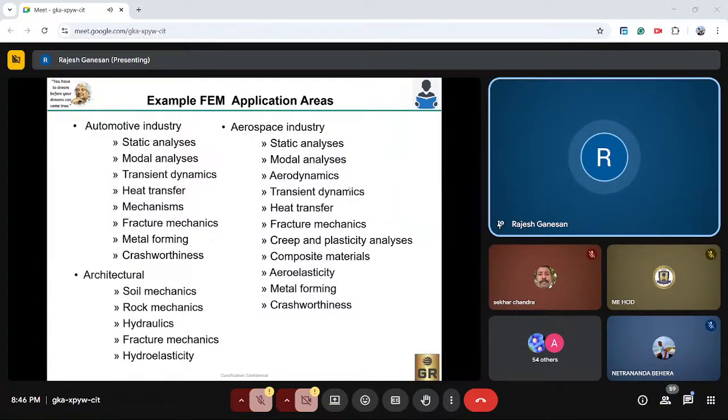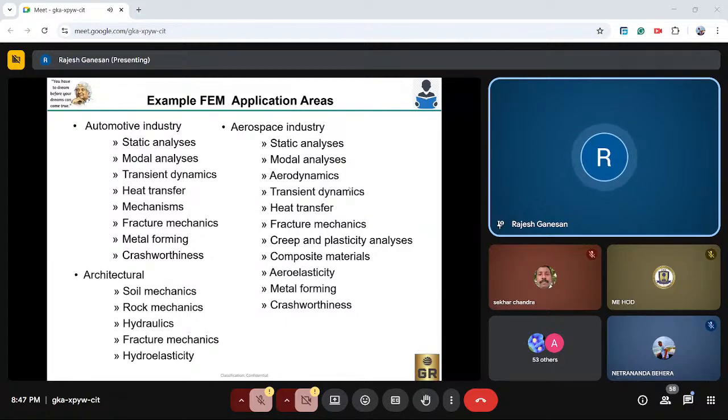In automotive industries, they do static analysis, modal analysis, transient dynamics, heat transfer mechanisms, traction mechanics, metal forming, and crash analysis. You can see car crash analysis happening, right? They do all those kinds of analysis because safety is the main concern for everyone, each individual, each department. Wherever we go, human safety is the highest priority. For that purpose only, this analysis is done.